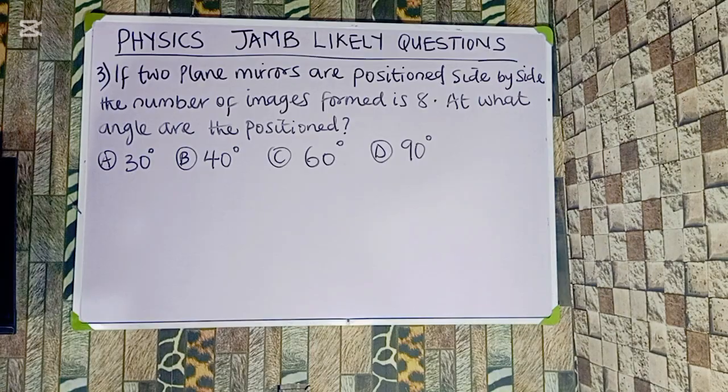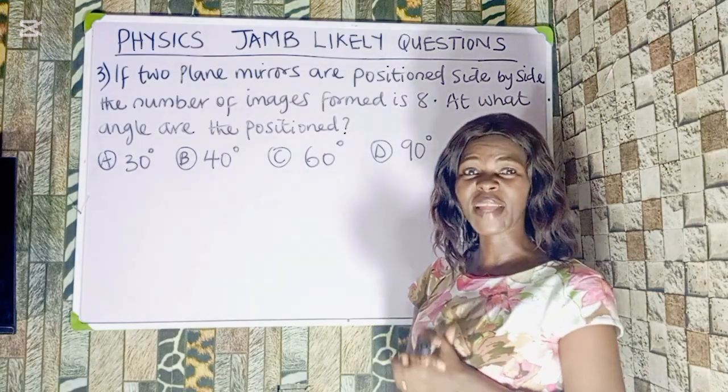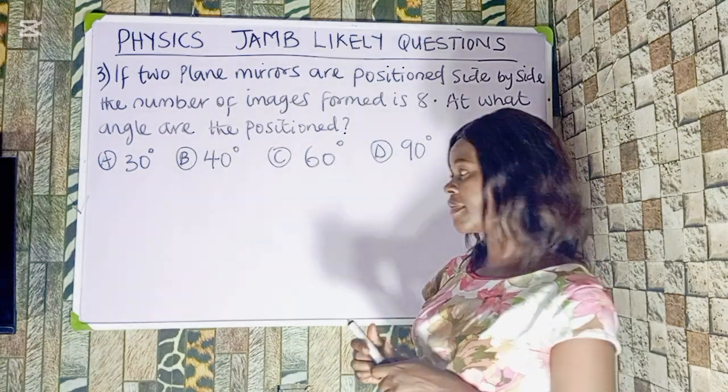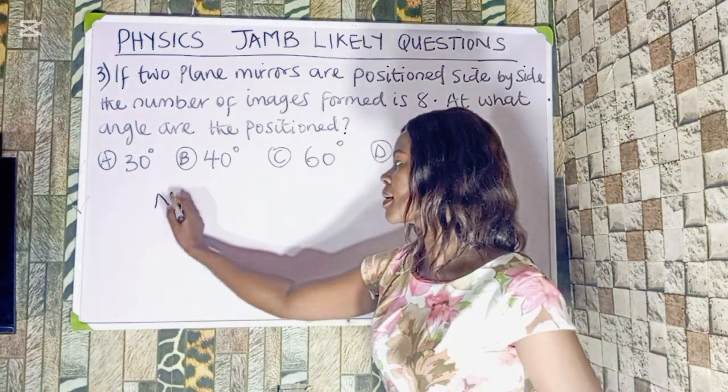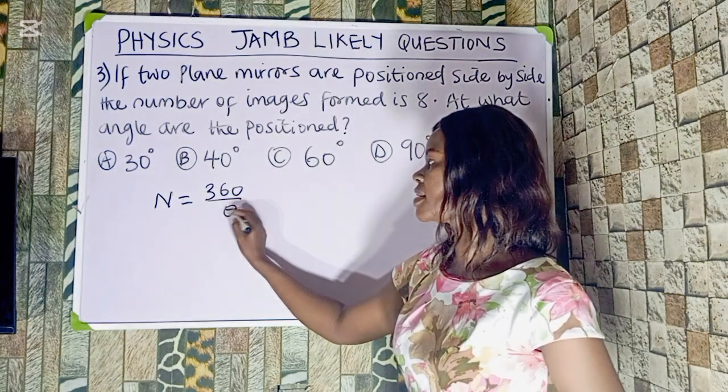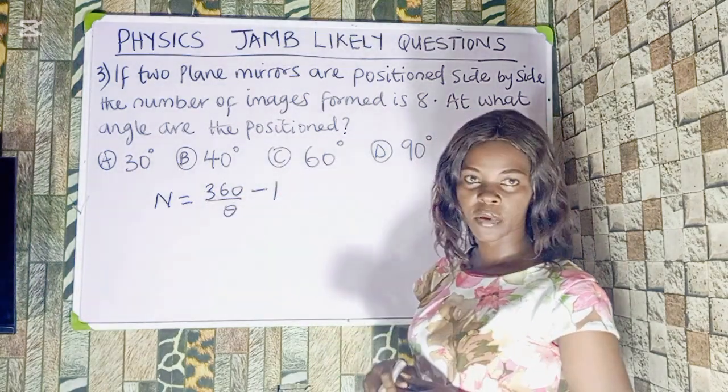If two plane mirrors are positioned side by side, the number of images formed is 8. At what angle are they positioned? Option A 30 degrees, option B 40 degrees, option C 60 degrees, and option D 90 degrees. The relationship that connects the number of images and the angle is given as n equals 360 over theta minus 1.